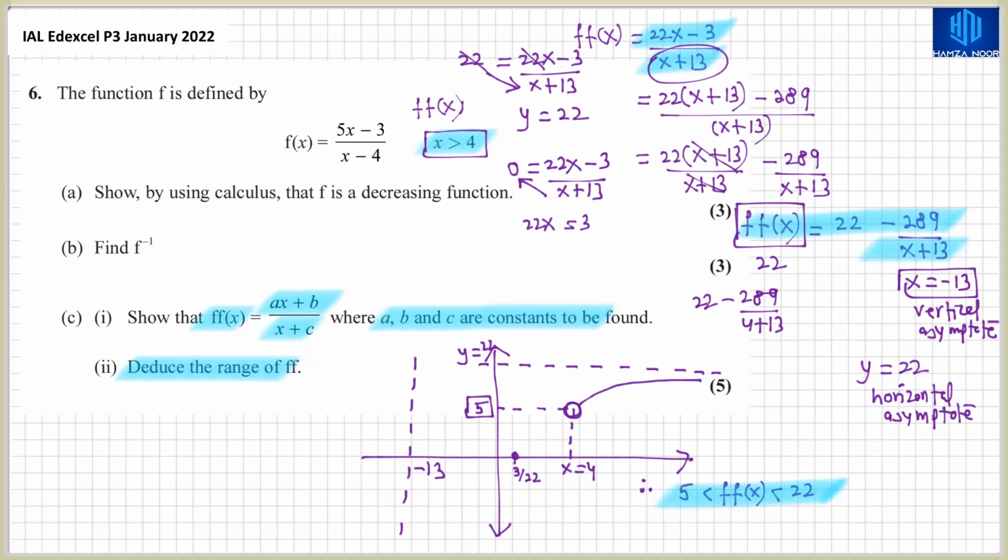And here, obviously, I have a restricted amount of time in order to make these videos. So if you want more detailed explanations, you can contact me. The students who have studied the complete P3 course from me in my online classes already know that we have done a sufficient amount of practice for these types of questions. All right. So this was basically question number 6 of the International A-Level Edexcel P3 January 2022 paper.